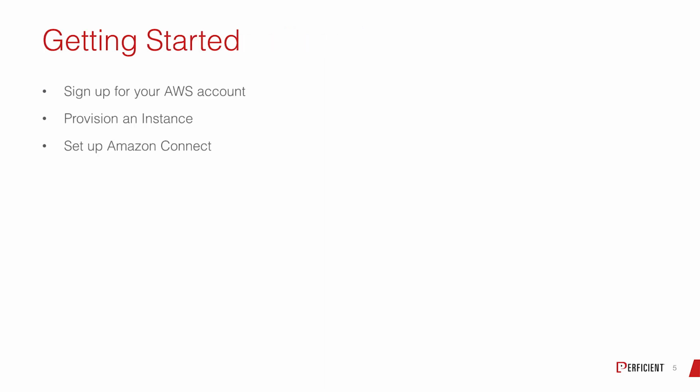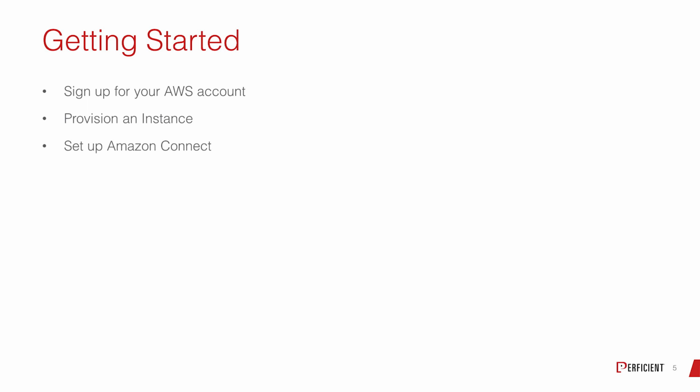So getting started with Connect, there are a couple of preliminary steps you'll need to do before we set up your first inbound contact center. These are signing up for your AWS account and provisioning an instance. Just to tell you what an instance is, it's an independent environment for your contact center that contains all the necessary settings and functionality required to run. This would include your user directory, things like data encryption, as well as your storage and integration settings.